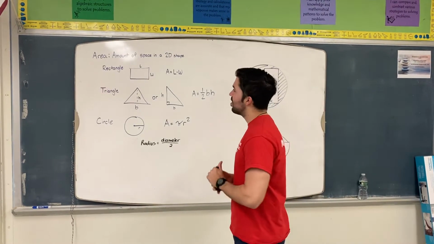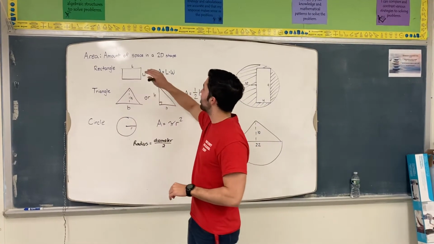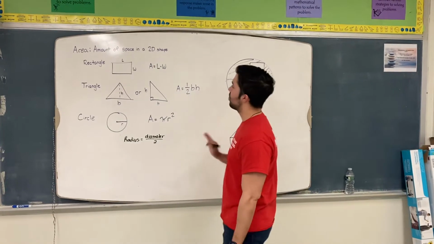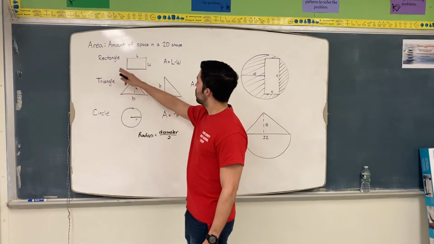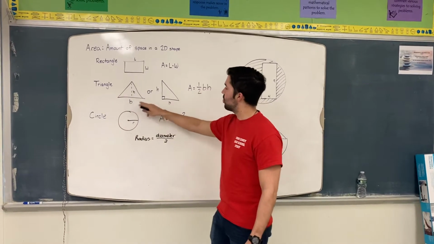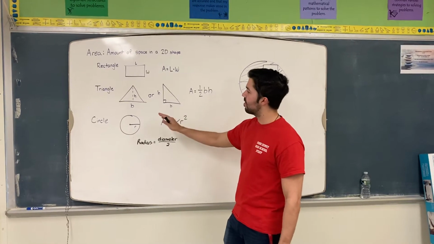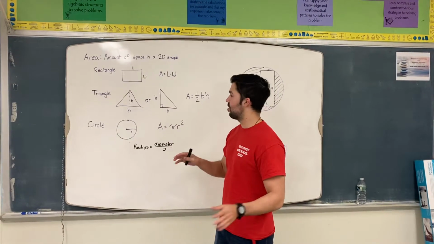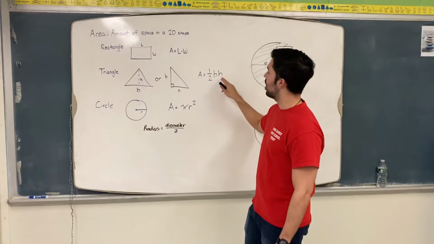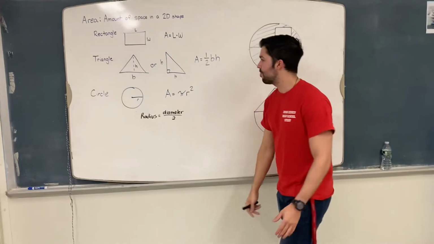Can start. So this is area, guys, and area is basically the amount of space in a 2D shape. 3D would be volume, so area is just 2D shapes. Rectangle, you should already know, is length times width. Triangle, there's two different situations, but ultimately you're just dealing with the base and the height, or altitude. Height could also be known as altitude. Area of a triangle would be half the base times height. So you would multiply the base times height, and then just divide by 2.